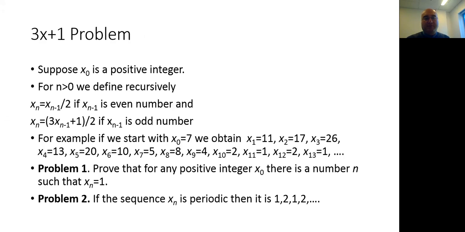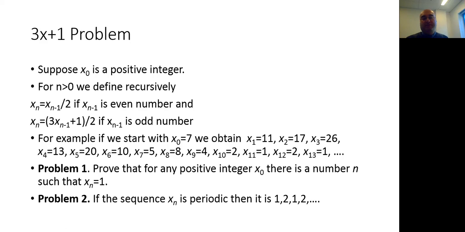For n greater than 0, we define recursively xn equal to xn minus 1, the previous term, divided by 2, if xn minus 1 is an even number, and xn equals (3xn minus 1 plus 1) divided by 2, if xn minus 1 is an odd number. For example, if we start with x0 equals 7, then we obtain x1 equals 11, in the next step x2 equals 17, etc. At the 11th step, we will reach x11 equals 1, after which it will become periodic: 1, 2, 1, 2, etc.